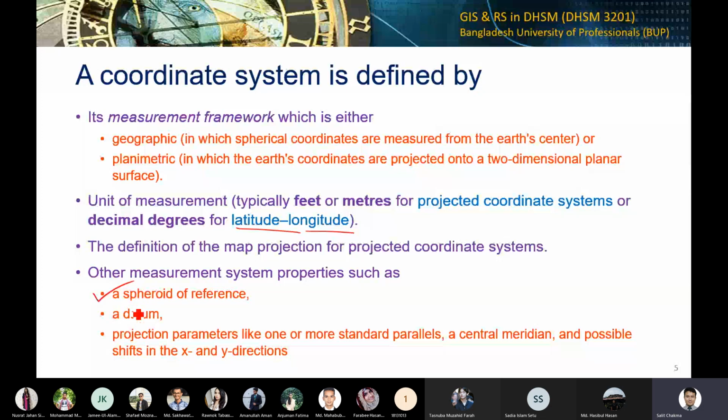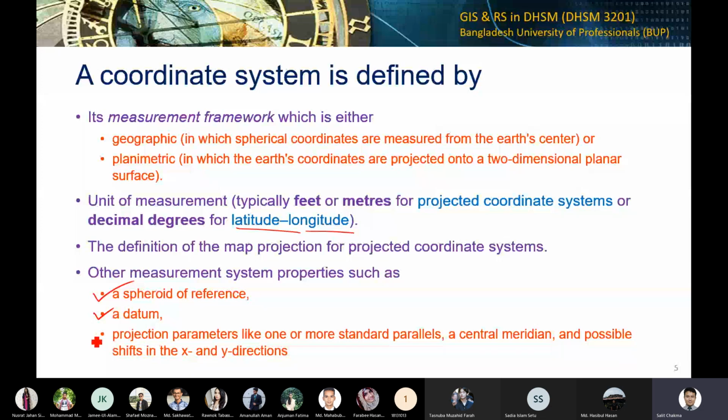One is the spheroid of reference, that is the skeleton of Earth. Based on this spheroid of reference, we get the very basic dummy of Earth, which is datum. So datum is not the skeleton, but it's a dummy. On top of the skeleton, now you are putting a little bit of flesh, but you haven't added the skin and all other details.